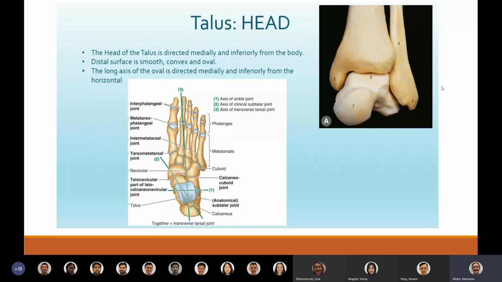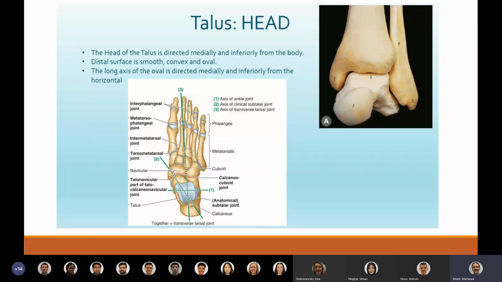So the head, all right? So basically, the head of the talus is directed where? It's directed medially and inferiorly, in a normal non-pathologic, neutral position, I would say, when you x-ray someone. And the distal surface is basically very smooth and convex. And the long axis of this oval is directed, again, medially and inferiorly from the horizontal.